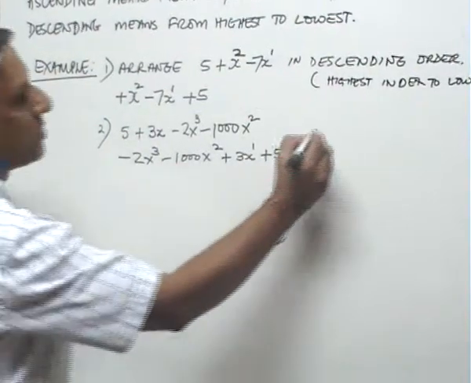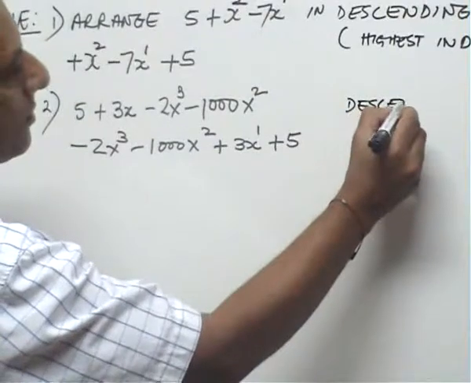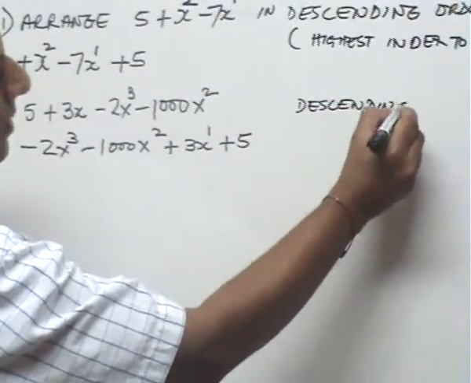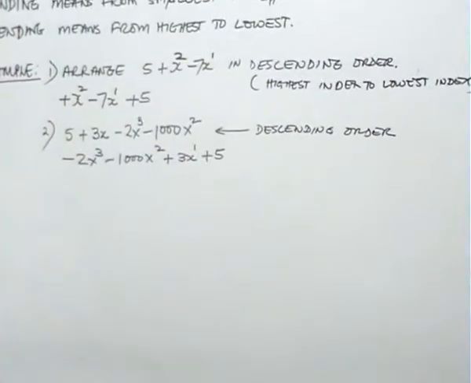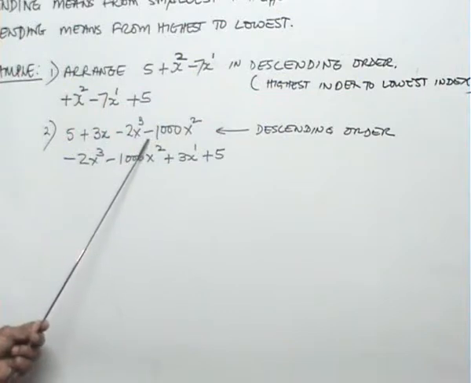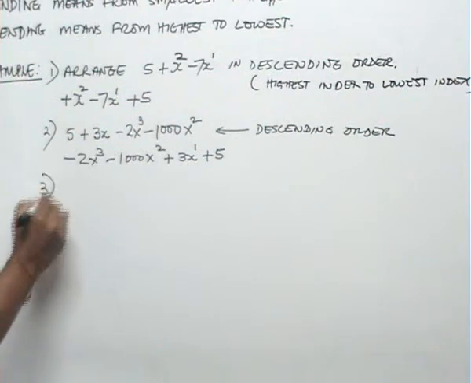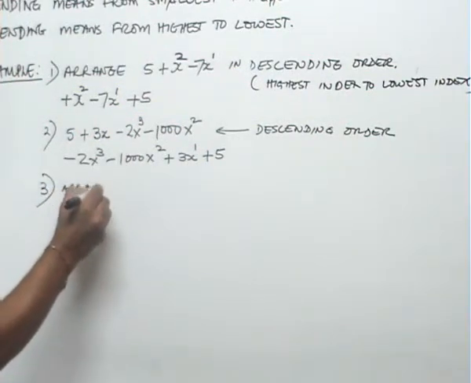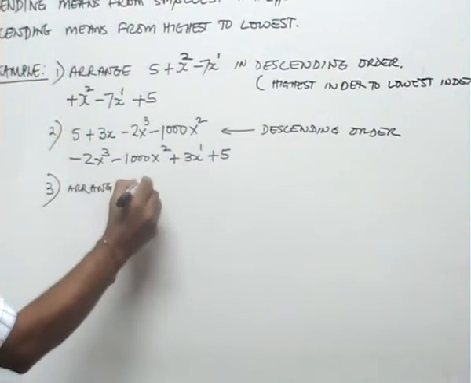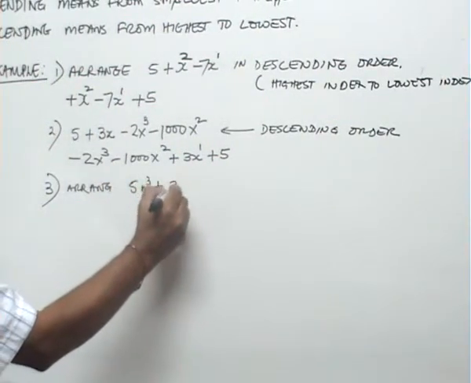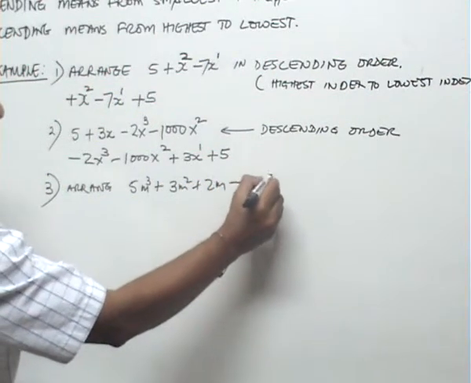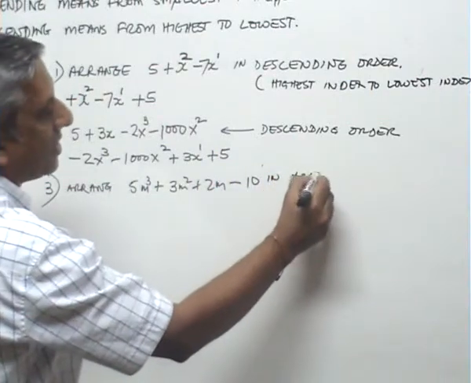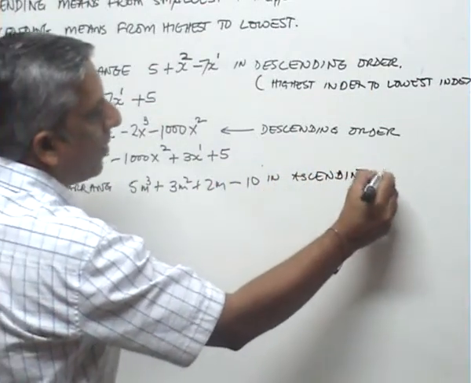Alright, so we wanted that arranged in descending order. Here is the answer. Now let's look at number 3. Arrange 5m cubed plus 3m squared plus 2m minus 10 in ascending order.